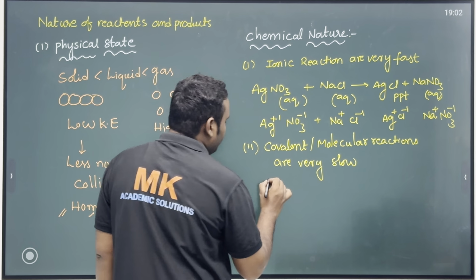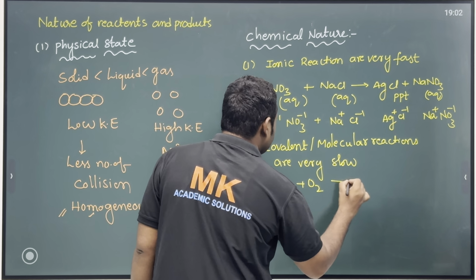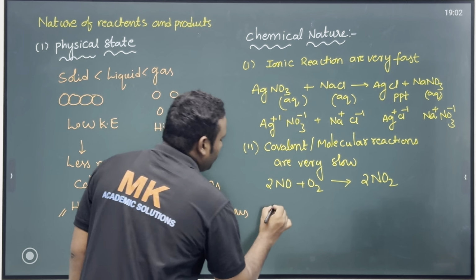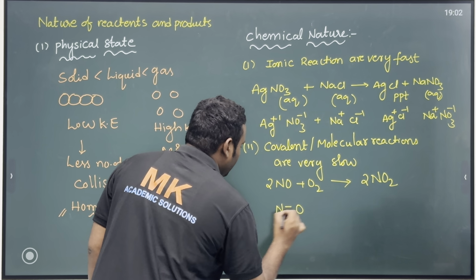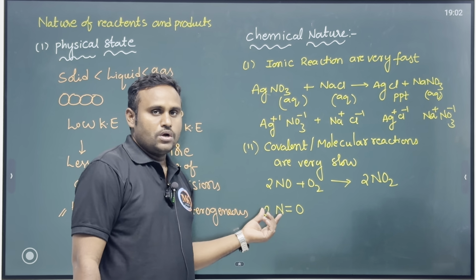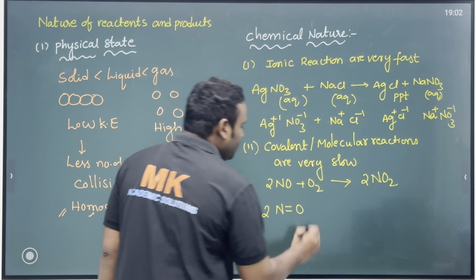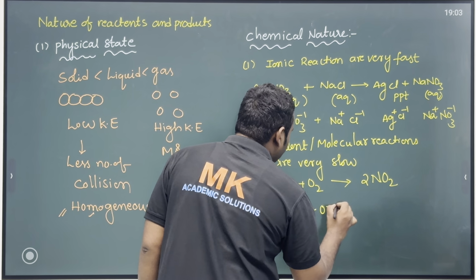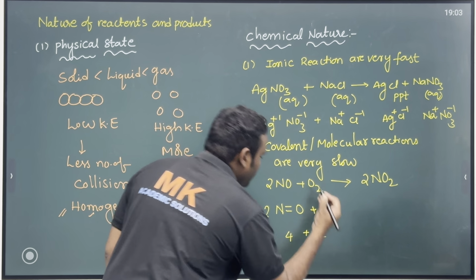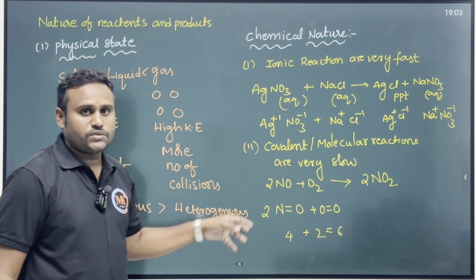For example, take 2NO plus O2 giving rise to 2NO2. Here, NO is N double bond O. Two molecules of N double bond O means one molecule contains 2 bonds, 2 molecules contain 4 bonds. And in oxygen, O double bond O, 2 bonds are there. Total 4 plus 2, 6 bonds we need to break here. Total how many bonds we need to break, children? Here total 6 bonds we need to break.